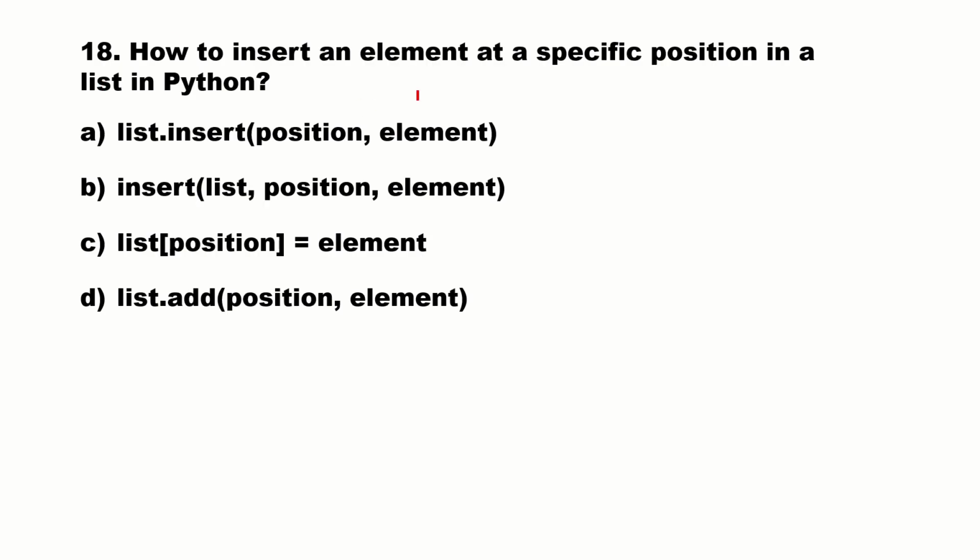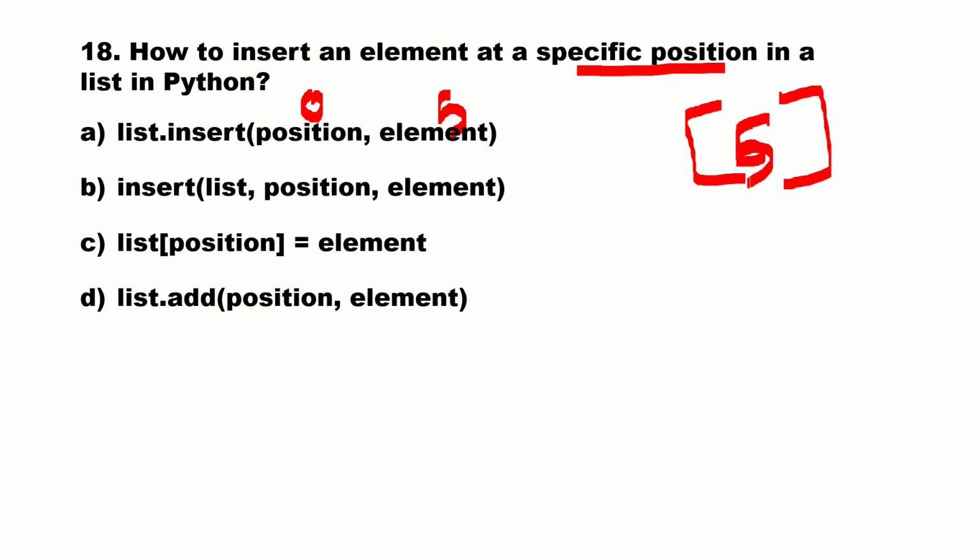Next one, how to insert an element at a specific position. You want to add an element in a specific position. So which will you be using? list.insert(position, element). In this position you want to add one element. Suppose the element you want to add is 5, and the index is 0. So in position 0, it will be adding the element 5. This is the way you insert an element at a specific position.